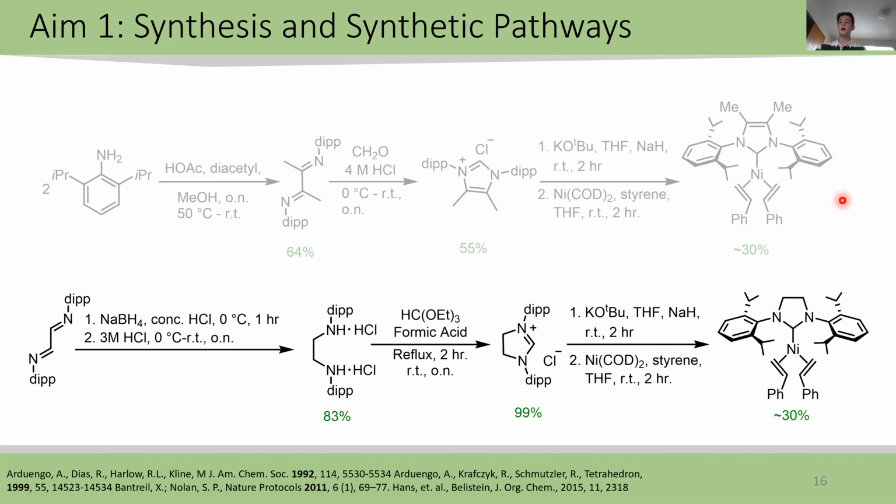And then finally forming the unsaturated NHC. This step here, where we go from this diimine complex to the saturated imidazolium chloride, was seen to only be done in literature using a microwave. However, we were able to do it using refluxing conditions, triethyl orthoformate and formic acid, and achieve 99% yield of the imidazolium chloride, which is fantastic.